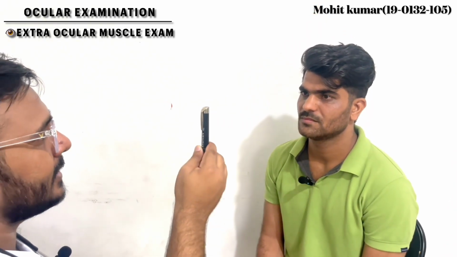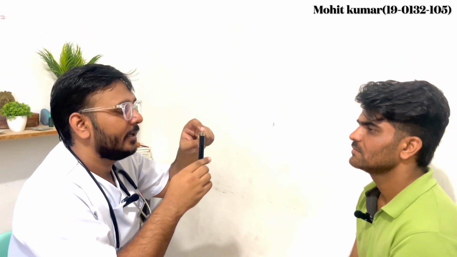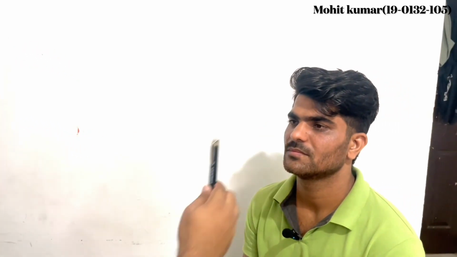Make complete edge. Okay, sir, now I'm doing the accommodation test for your eyes. What you have to do is look at this tip. Look here and just follow this. Okay, that's perfect. So now we are going to do the next examination, which is the visual field examination.